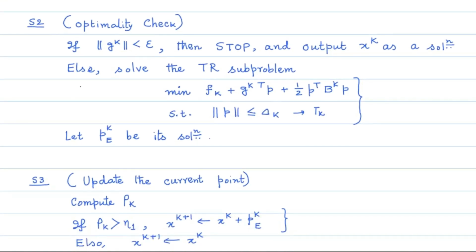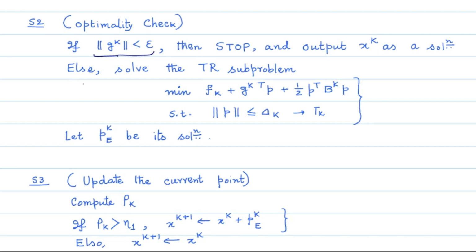The second step is the optimality check. We check whether the current iterate is possibly a stationary point. If not stationary, then we move forward to find the step. But if stationary, then we stop and we output x_k as a solution to the problem.